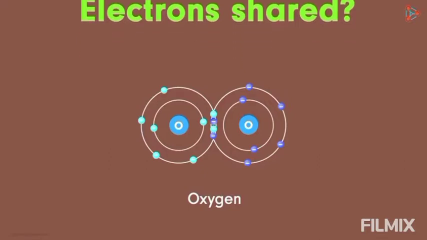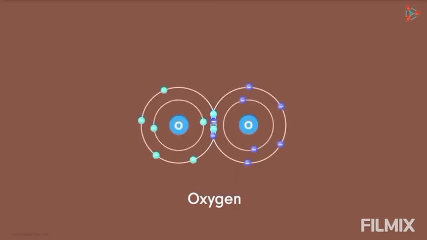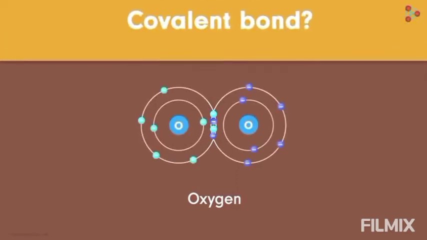So, here electrons are shared. You can see that there are 4 electrons, so that means 2 pairs. 4 electrons are shared, so there will be 2 pairs. 2 electrons from the first oxygen and 2 electrons from the second oxygen are shared. So, a total of 4 electrons have been shared. So it is a covalent bond, and you can see that 2 pairs of electrons have been shared.